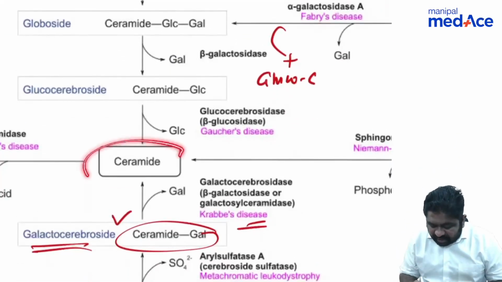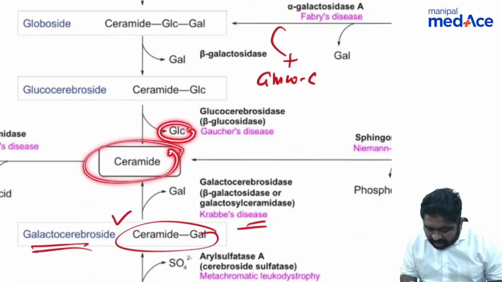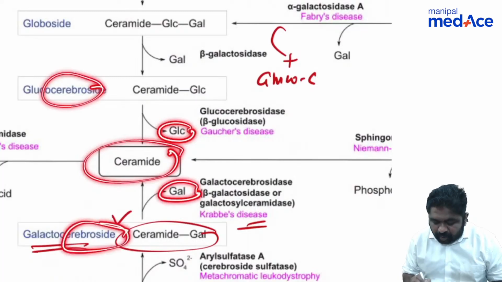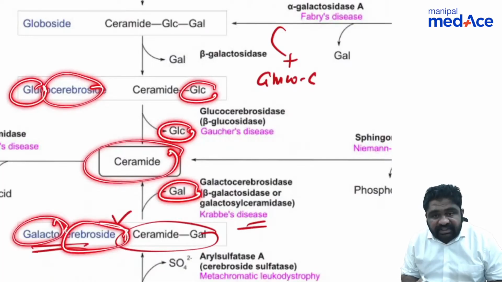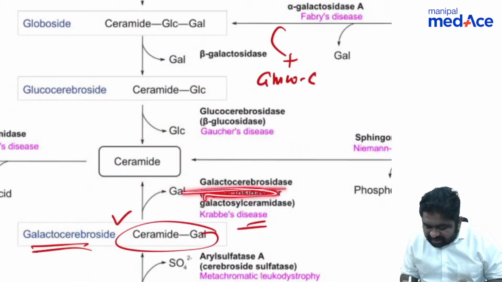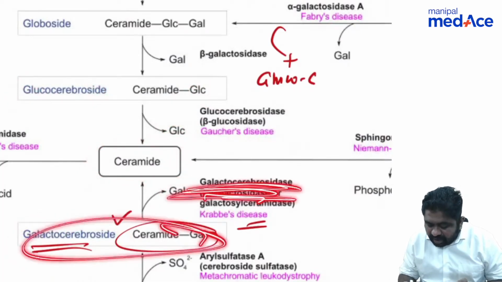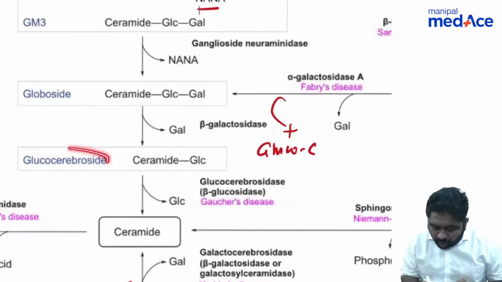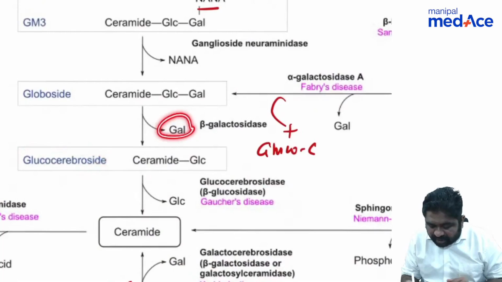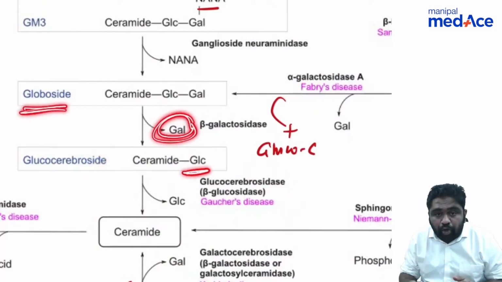Simple. Start with ceramide. Ceramide plus monosaccharide will give you a cerebroside. If it is glucose, it is glucocerebroside. If it is galactose, it is galactocerebroside. Now, if this enzyme is deficient, this will accumulate. If this enzyme is deficient, this will accumulate. That's all. Now, if glucocerebroside will get one more monosaccharide like this, it becomes globoside.